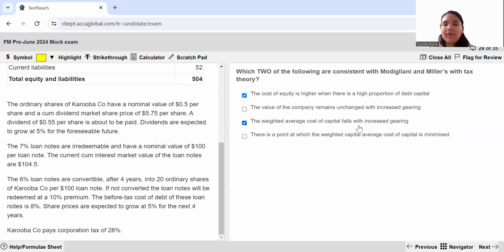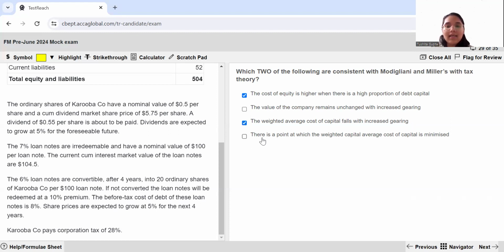What happens is that when you are increasing your gearing, in the beginning till the optimum level of debt, your cost of debt is lesser, and because of the tax benefit, you're getting capital at a lower cost. The debt is at a lower cost compared to equity. So initially, definitely your weighted average cost of capital falls with your increased gearing, but till the point where you have reached the optimum level. After that, your WACC also eventually starts to increase.